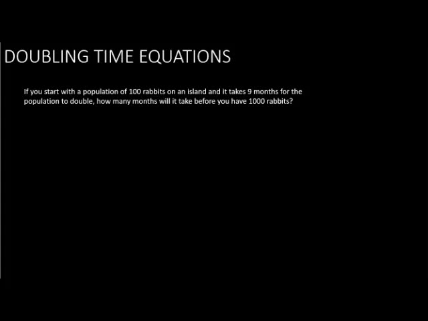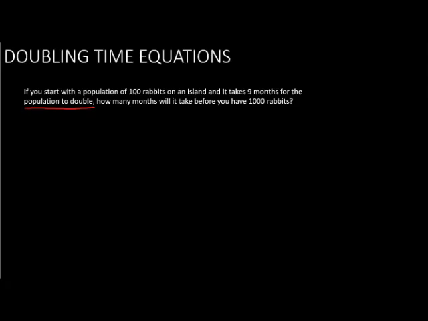This question is a variation on the half-life equations that we handled in the last video. It says if we start with a population of 100 rabbits on an island, and it takes 9 months for the population to double, how many months will it take before you have 1,000 rabbits? Notice the difference between this and the half-life questions. We're having the population double rather than having some amount of mass of a chemical being cut in half.